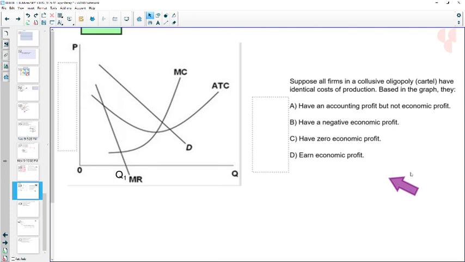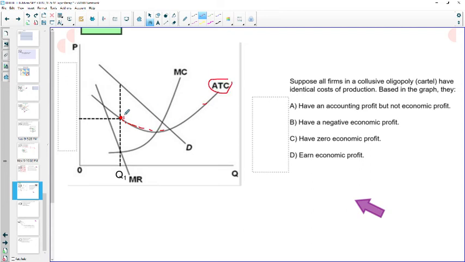Suppose all firms in a collusive oligopoly, which means a cartel, they're all working together, have identical costs. So what can we say about the graph? Well, let's take a look first of all. Step number 1, locate where marginal cost and marginal revenue meet. Step number 2, what's the cost based on that? And again, that's on the average total cost curve. There's your ATC. The price that we're charging is up by the demand curve.